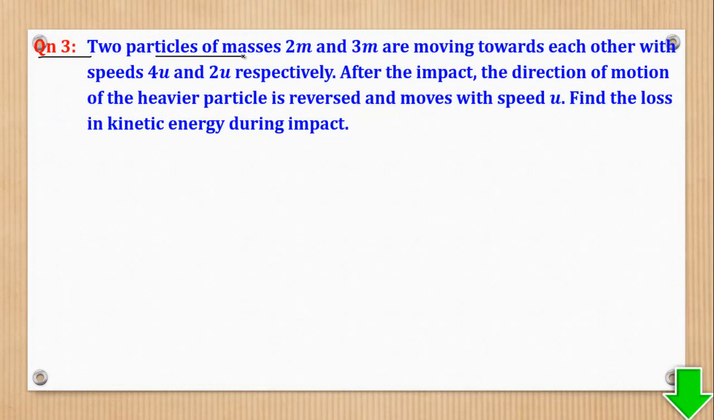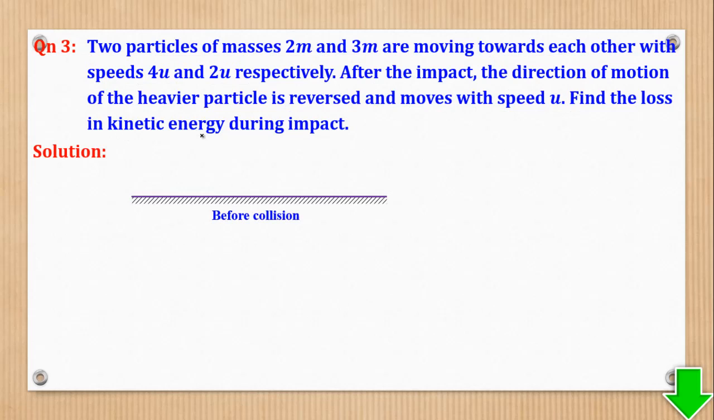Question 3 says particles of masses m, 2m, and 3m are moving towards each other with speeds 4u and 2u respectively. After the impact, the direction of motion of the heavier particle is reversed and moves with speed u. Find the loss in kinetic energy during impact. So you can make a sketch before collision. That is how the situation was.